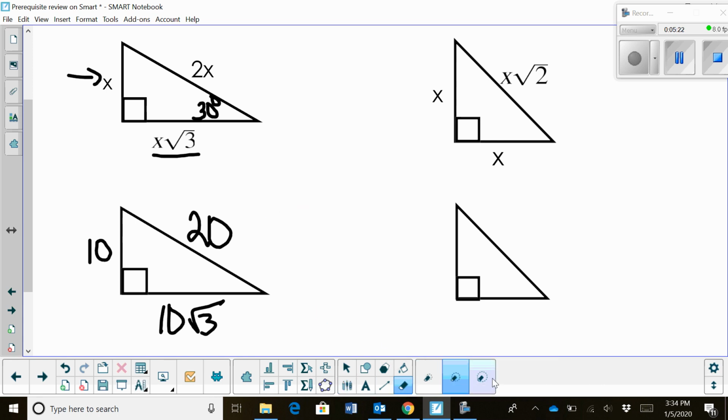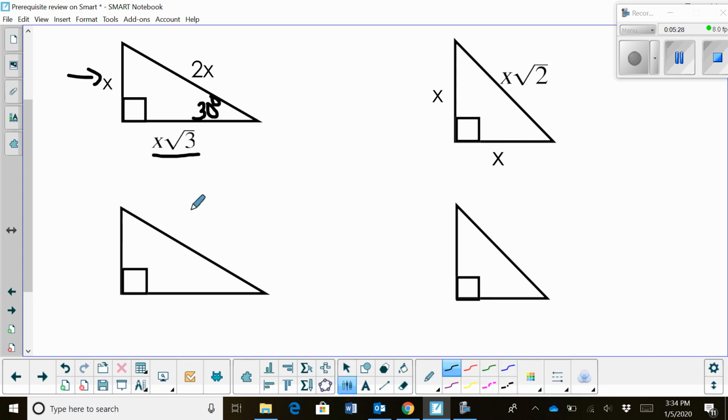Now, let's look at it a little bit differently. What if we start instead with a hypotenuse? So let's say we're starting off with 6 as the hypotenuse. Well, 6 is equal to 2x, so that means x has to be 3. So my short leg's 3, and if the short leg is 3, then I multiply it by root 3, so my long leg is 3 root 3. And that's how you would work it if you're given the hypotenuse.